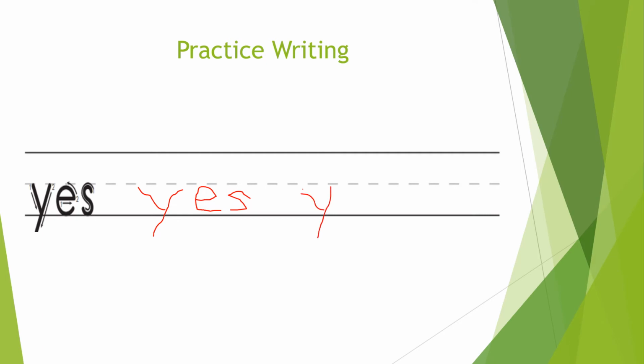Y, E, S. Yes. One more time. Y, E, S. Yes. Now you copy the word yes on your paper. Make sure you go all the way to the end of the line, just like I did. Do a good job. Neatest handwriting.